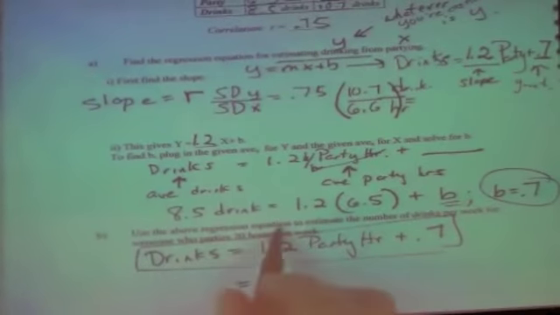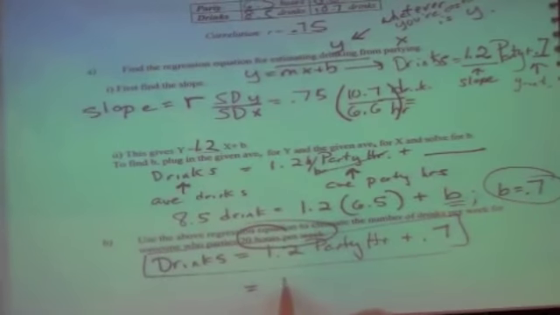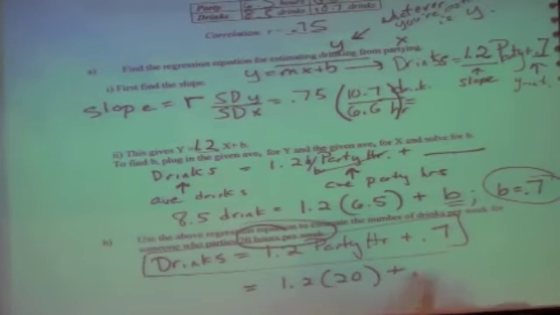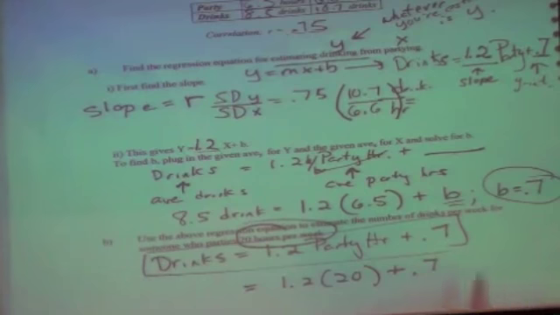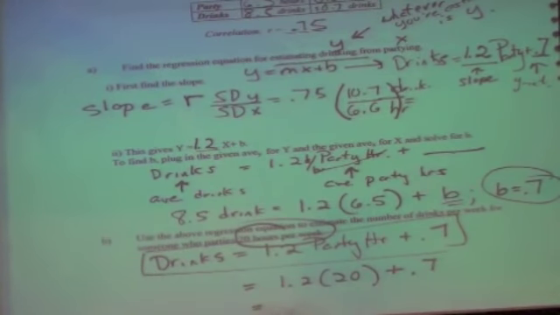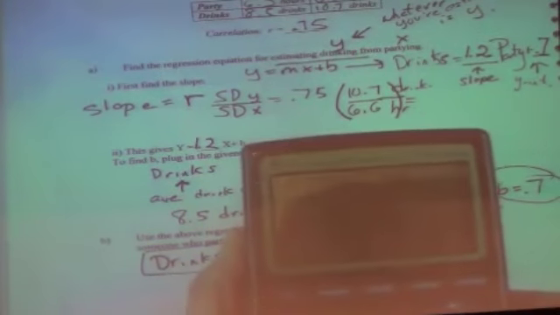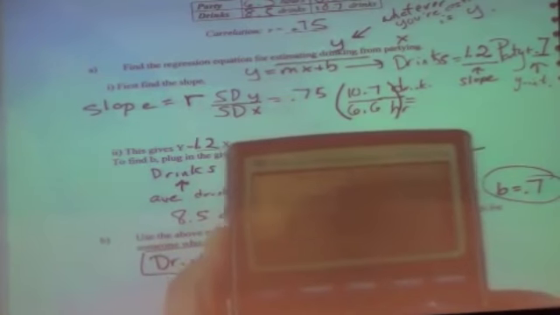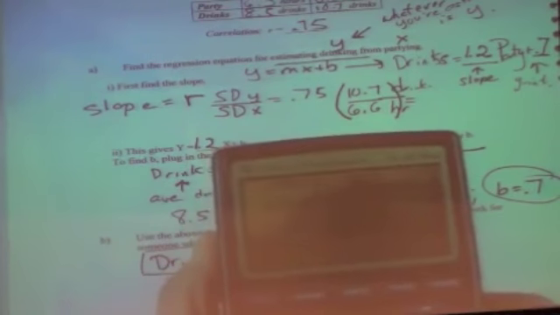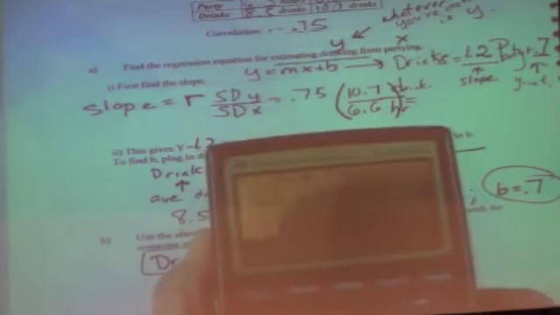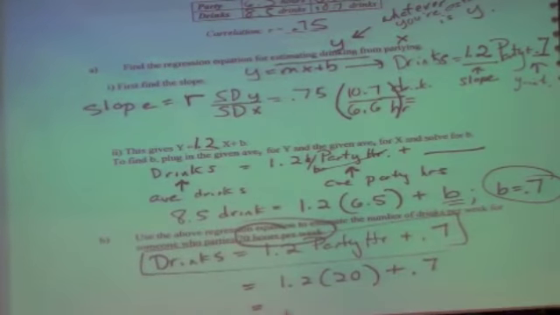So now for 20 hours per week, we'll say 1.2 times 20 plus 0.7. And we can do this one in our heads, right? So what do we get if we do that? You don't want to do it in your heads? Okay, clear. So we do 1.2 times 20, enter, plus 0.7. So it's 24.7.